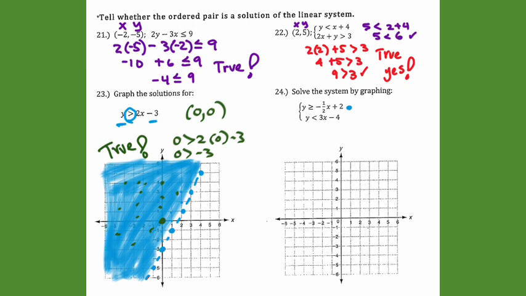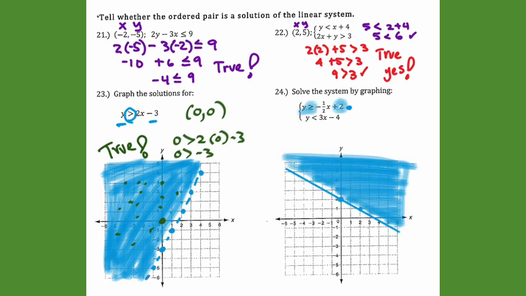So on 24, I'm going to go ahead and graph. And I shade in the true side. I graph the second one. And this is a dashed line, and I shade the correct side. And where they doubly cross over each other, blue and pink make purple, and that's the shared solution set.